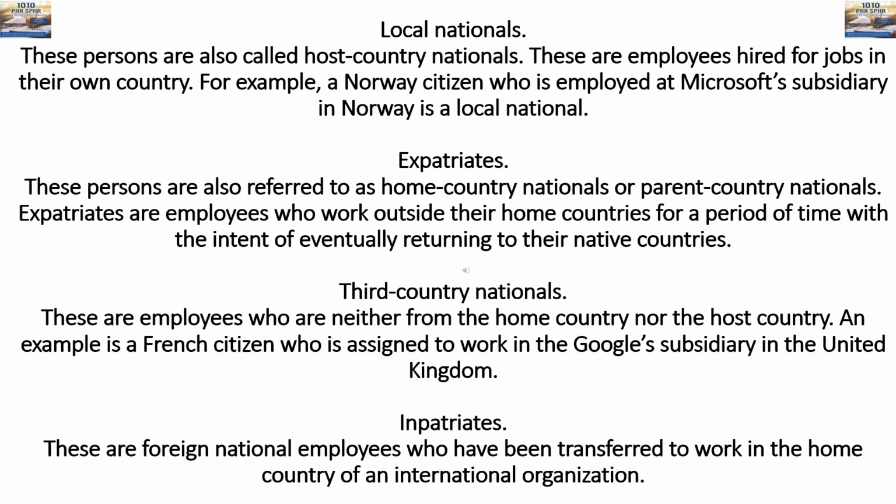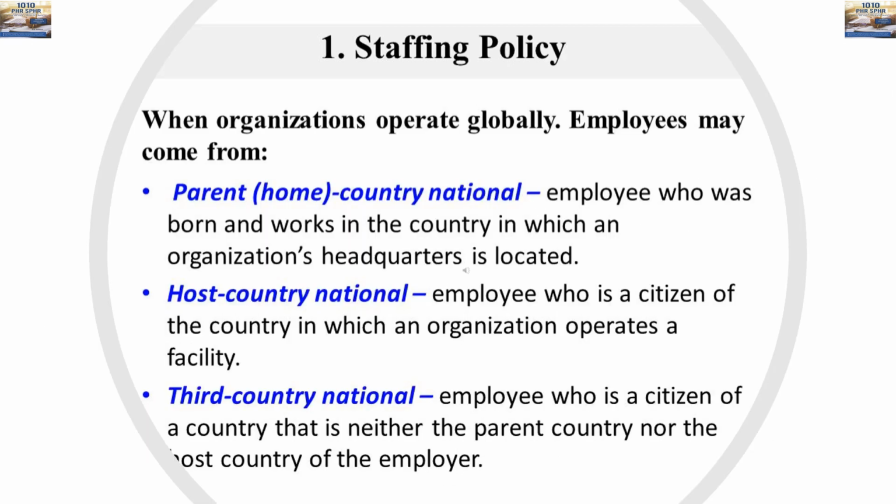Third country nationals. These are employees who are neither from the home country nor the host country. An example is a French citizen who is assigned to work in the Google's subsidiary in the United Kingdom. Impatriates. These are foreign national employees who have been transferred to work in the home country of an international organization. Home country national, host country national, third country national, in pictures.